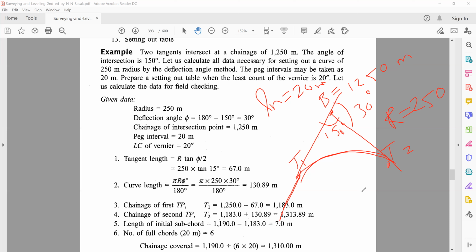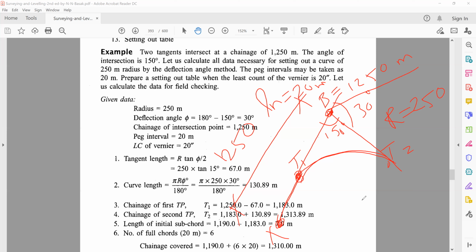Now, this is the data that we have. So the first thing we should do is find out the chainage of the point T1, because that is essentially the starting point of the curve. How can we do that? They have given you the chainage of the point B, which is 1250 meters. That means there's some point over here. Let's call that point X. From the point X, the linear distance to the point B is 1250.